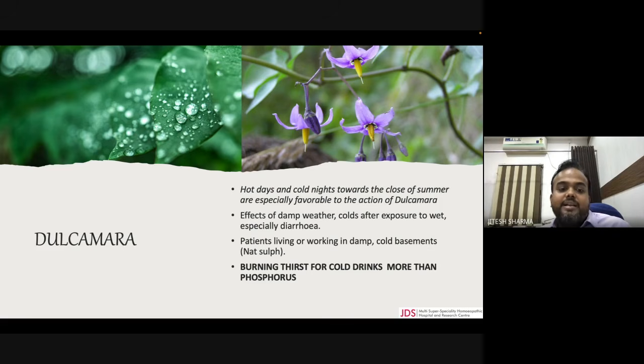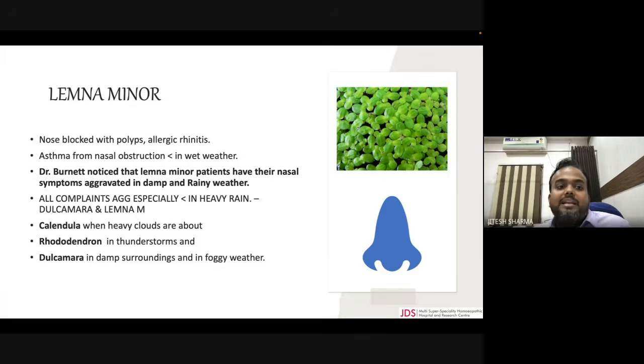Interestingly, how do you differentiate? Dulcamara is the most thirsty remedy for cold drinks. If you open Boericke, you will find a line written: burning thirst for cold drinks, and it is more than phosphorus. You only think that phosphorus loves cold drinks. No, Dulcamara loves cold drinks more than phosphorus. That is Dulcamara.